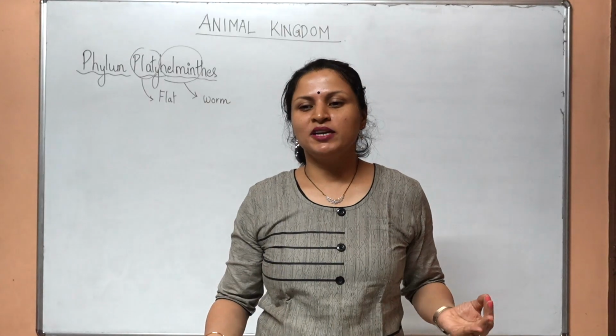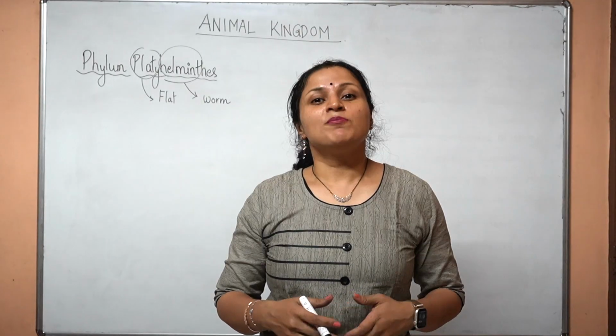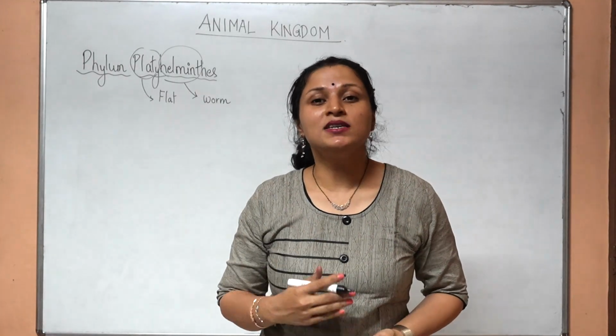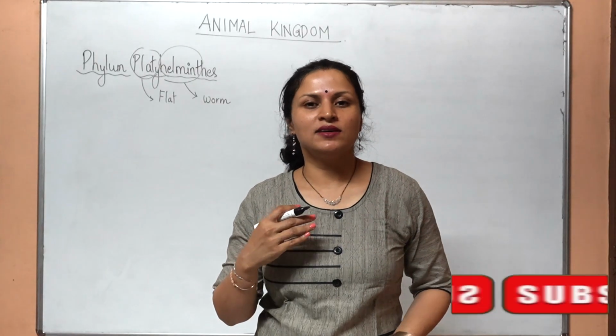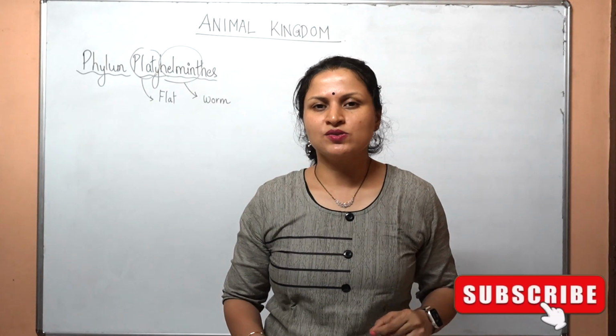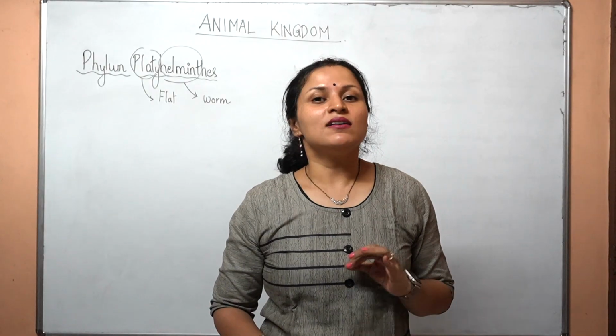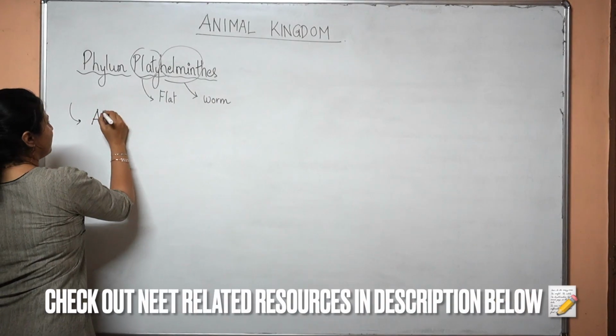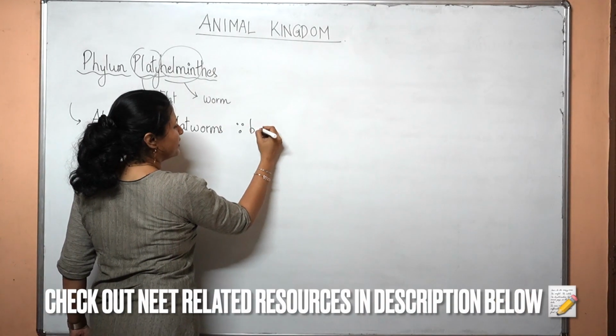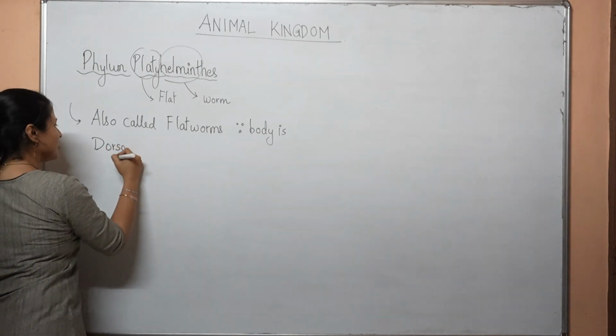This is the first phylum that became triploblastic in nature. Triploblastic, that is, they develop a mesoderm along with the ectoderm and the endoderm. Is the mesoderm able to produce the coelom? No, they are triploblastic acoelomate animals. Also called flatworms because the body is dorso-ventrally flattened.